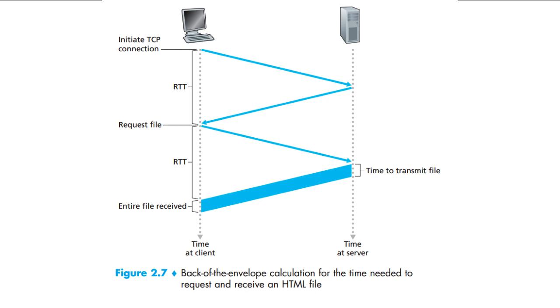After completing the first two parts of the handshake, the client sends an HTTP request message combined with the third part of the three-way handshake into the TCP connection. Once the request message arrives at the server, the server sends the HTML file into the TCP connection. This HTTP request and response eats up another RTT. So roughly the total response time is 2 RTTs plus the transmission time at the server of the HTML file.